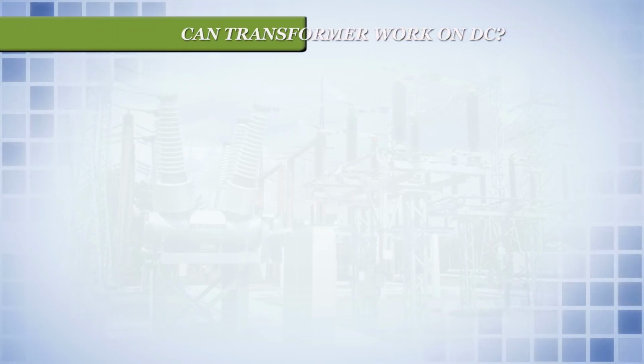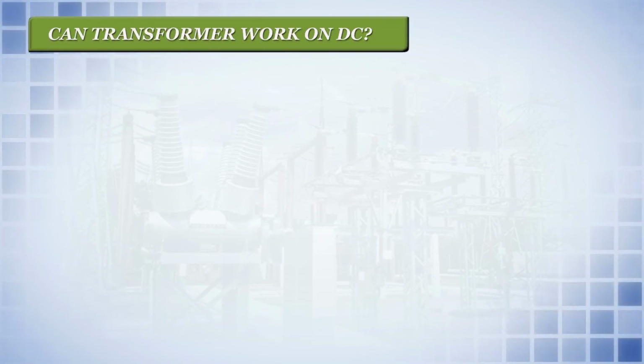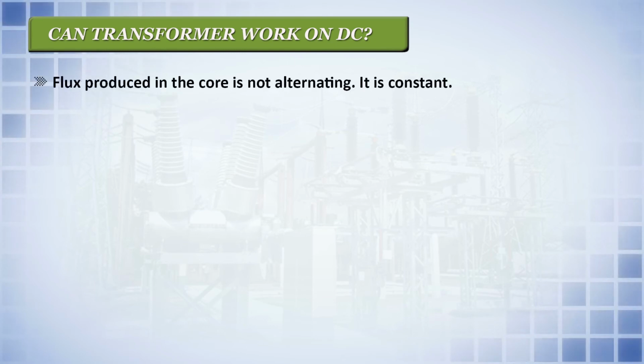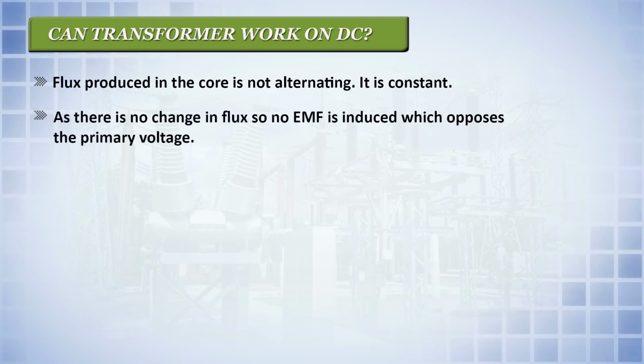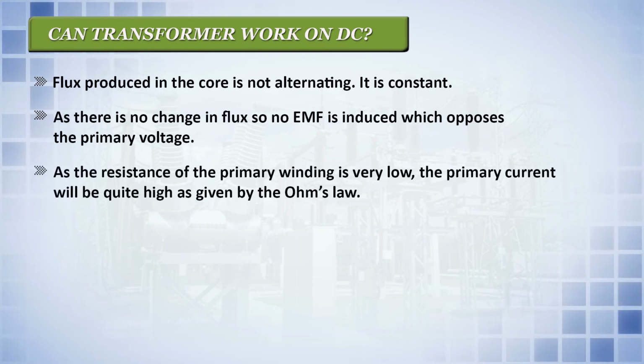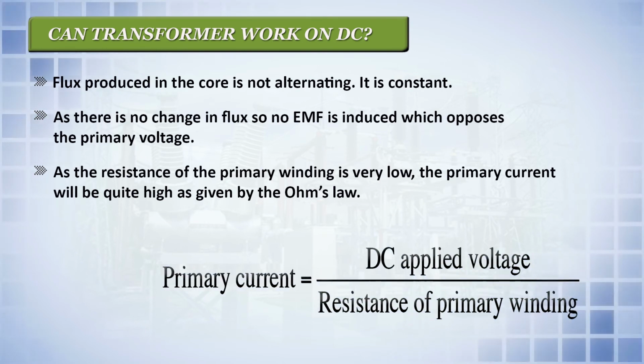Now we have to understand, can a transformer work on DC or not? As you know, the transformer cannot work on DC because in a DC supply the flux produced in the core is not alternating, it is constant. As there is no change in flux, no EMF is induced which opposes the primary voltage. As the resistance of the primary winding is very low, the primary current will be very high as given by Ohm's law. So you can write primary current is equal to the DC applied voltage upon the resistance of the primary winding.